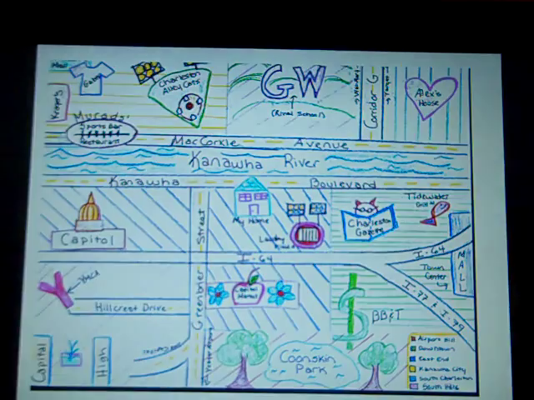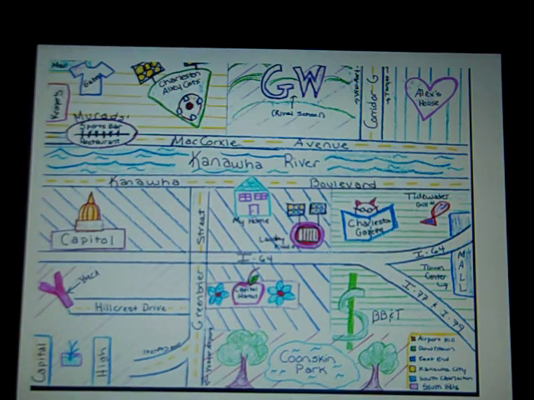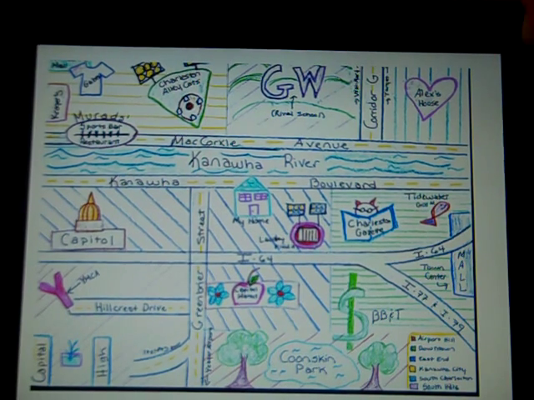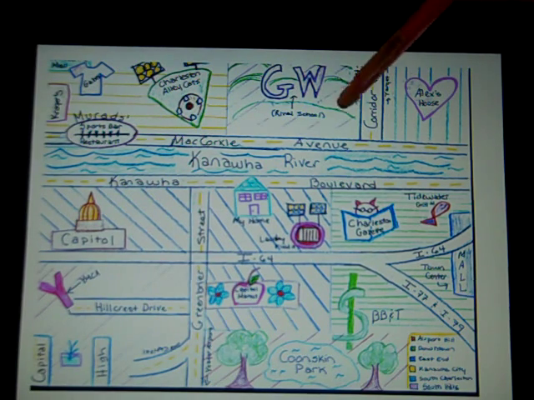Okay, and I know it says George Washington High School, sorry, but that's the high school I'm going to use, because when I first taught this unit, I was teaching at George Washington High School, but you're going to get the idea.